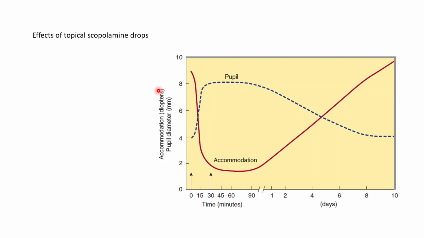Mydriasis was considered cosmetically desirable during the Renaissance, and it gives the name to belladonna, because from Italian, bella means beautiful and donna means woman. So belladonna is translated as a beautiful woman.